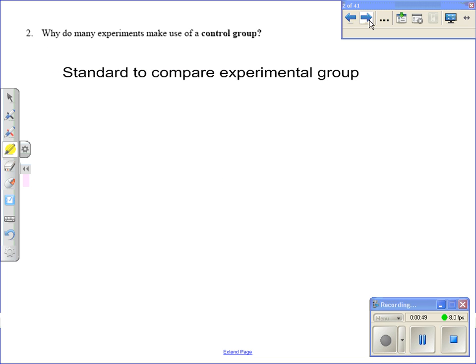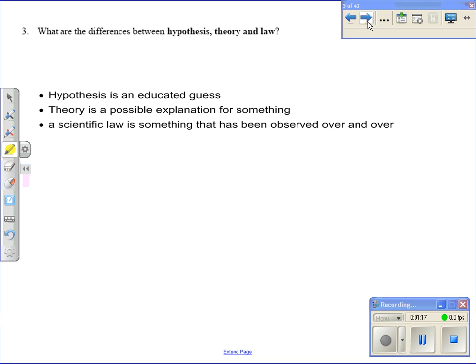You just have to be able to identify the general steps. That's it. Why do many experiments make use of a control group? A control group is the standard to compare to the experimental group. That's the key part of it. So what you're doing is using a control as a standard for comparison. So if you're testing plants, acid rain, one set of plants only gets water, normal conditions, and then you test another set with acid rain, and you can compare what happens to the two experimental groups. So a control is just a standard for comparison.